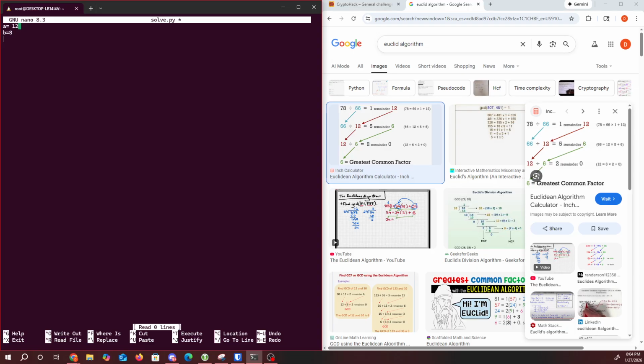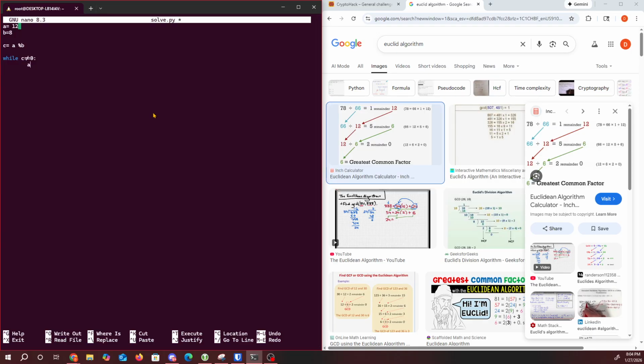So now we know a is equal to 12, b is equal to 8, and we're going to assume c is whatever a divided by b leaves as the remainder. Now we're going to do a loop: while c is not equal to 0, we're going to keep looping within this. That basically means we're going to keep on running the code.